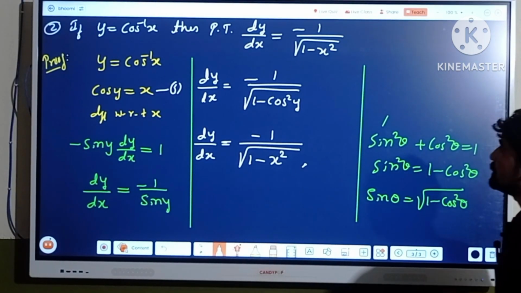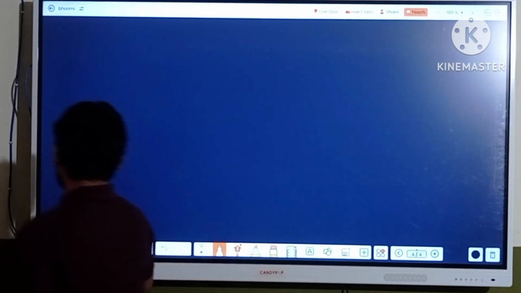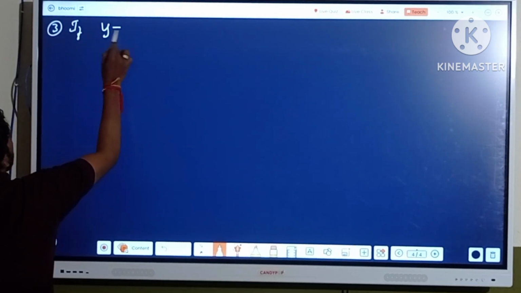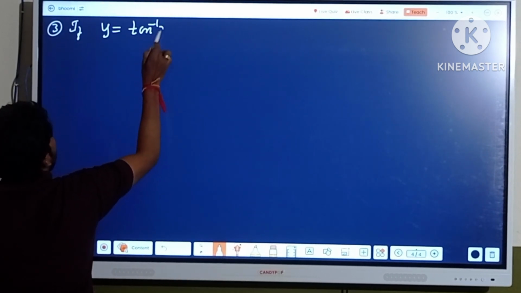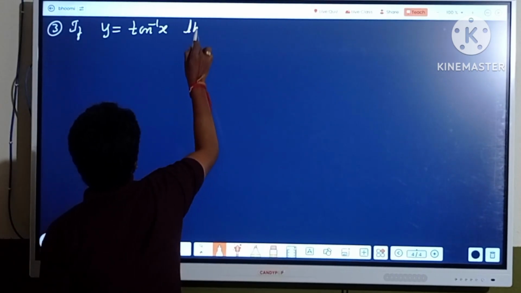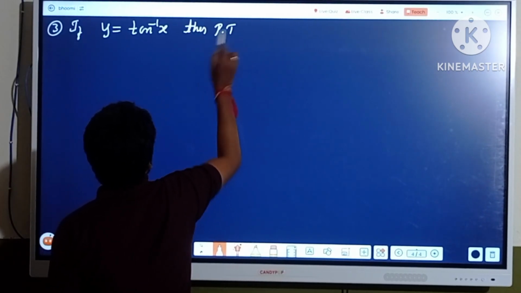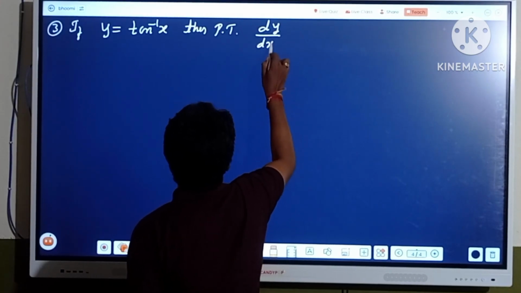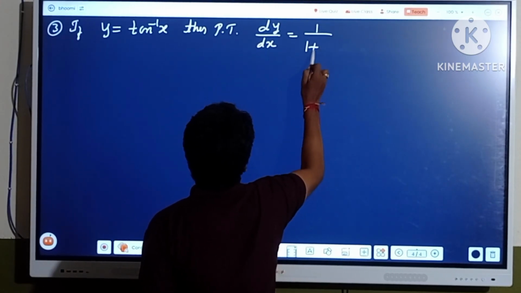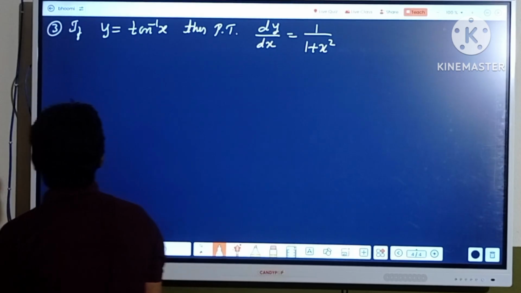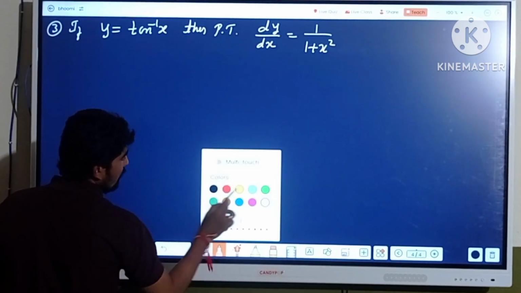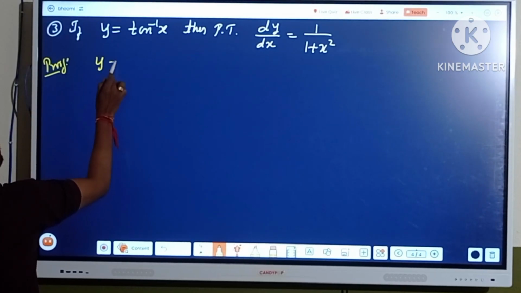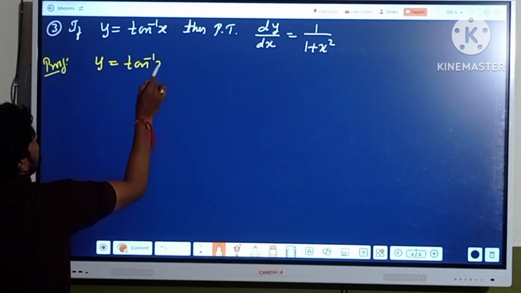Now the third one: if y is equal to tan inverse x, then prove that dy by dx is equal to 1 divided by 1 plus x square. Proof. So here y is tan inverse x.